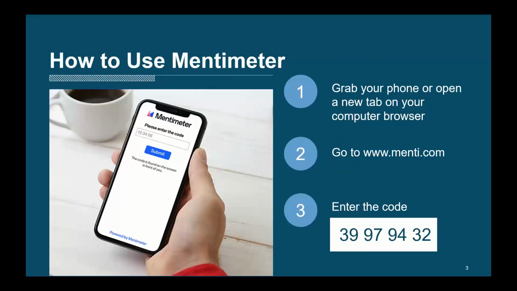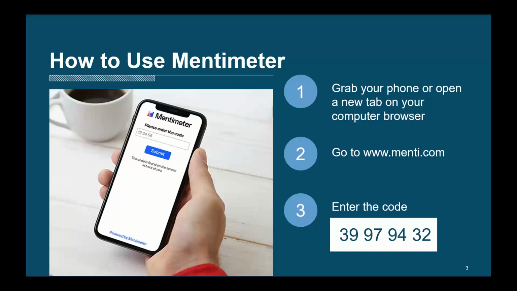So local context matters. And with that in mind, we'd like to try something a little bit different, which is to use Mentimeter to ask you to provide a little bit of feedback to us. We encourage you to go to menti.com, and enter this code, which is 39979432. We're going to do this two times. The first one is we're going to ask you a question about parking and bikeway selection in your community. The second question is about intersections and bikeway selection in your community. So we encourage you to do this.